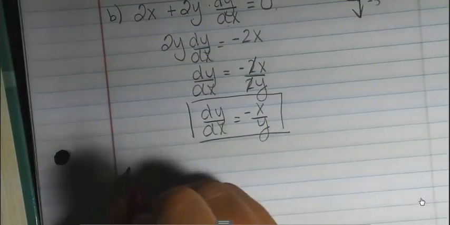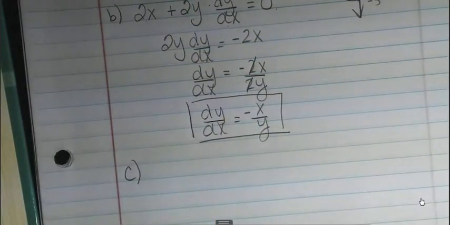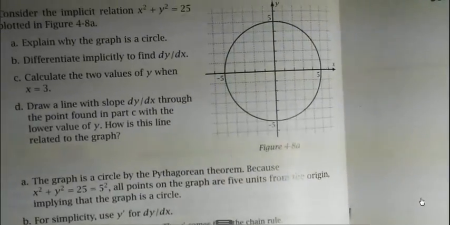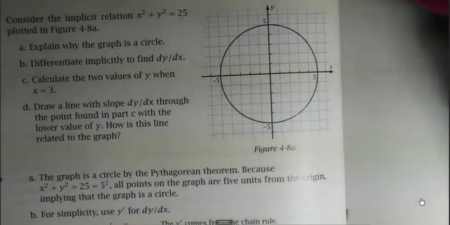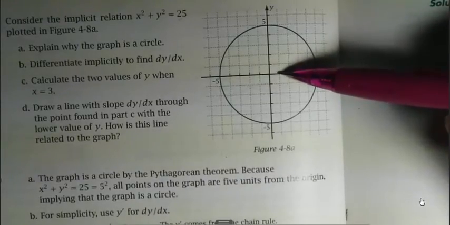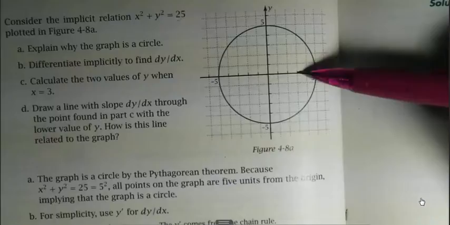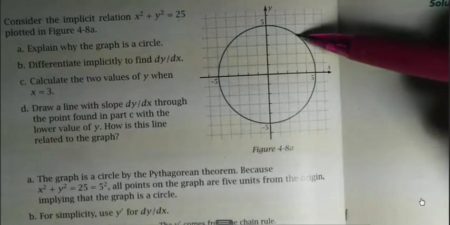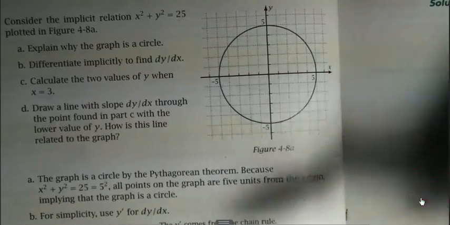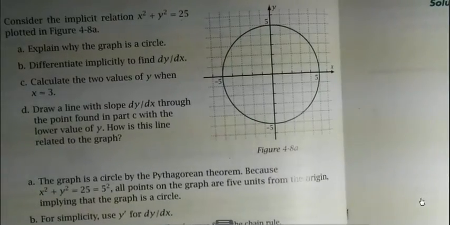All right, so for C, we have to calculate the two values of y when x equals 3. If you think about this graph, there are two values for every x, that's why this isn't actually a function. It's a relation. So when I put in x equals 3, I get out two things, a positive 4 and a negative 4. So let's actually calculate that algebraically.